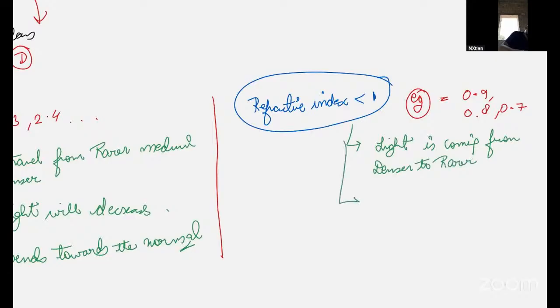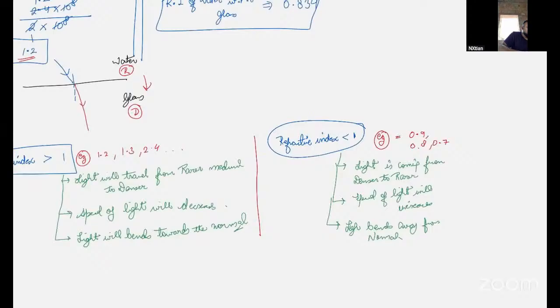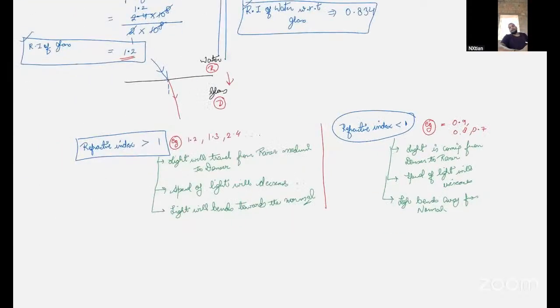The second thing is the speed of light will increase because the light is in the rarer medium. And the third one is light bends away from the normal.